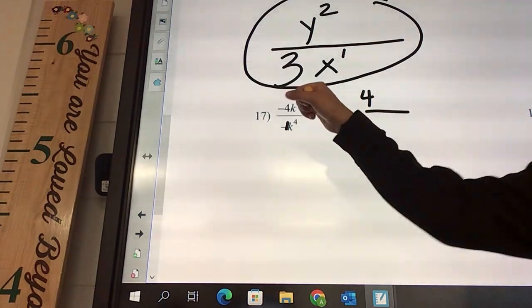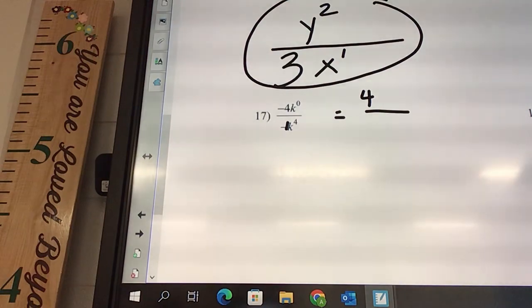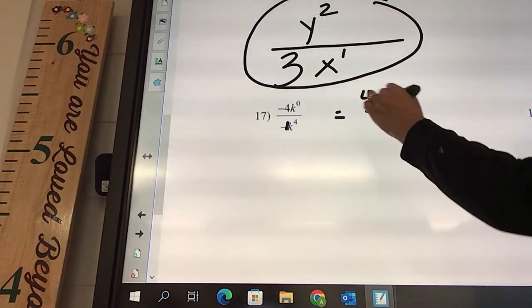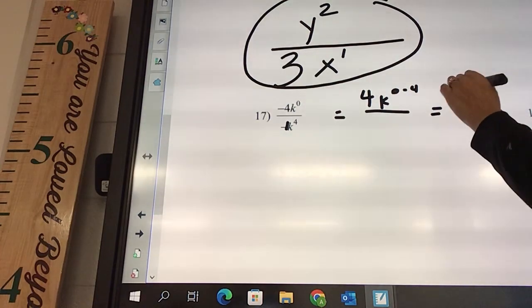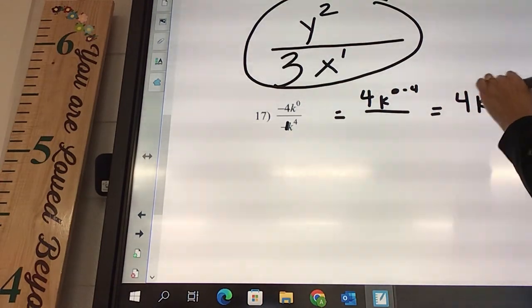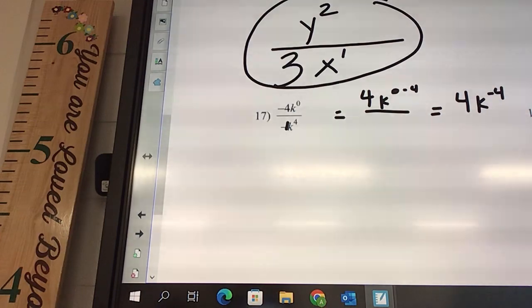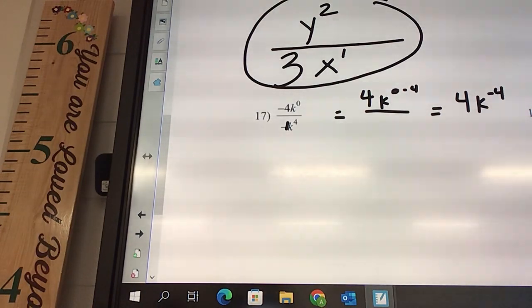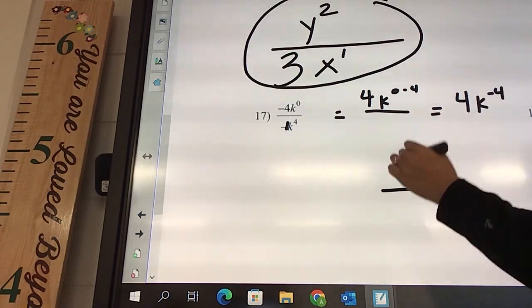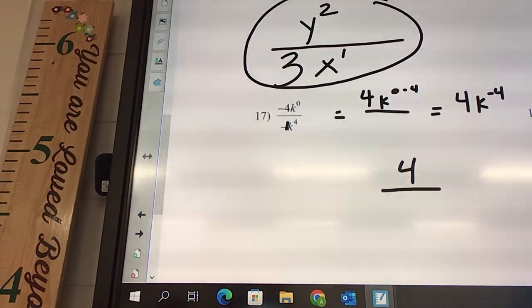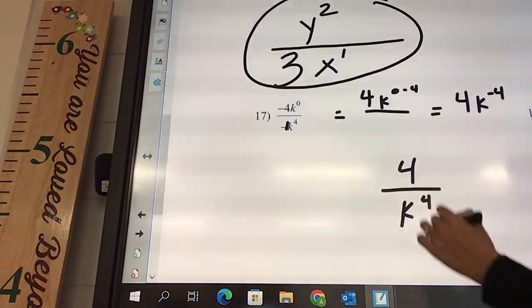And then we say k to the 0 minus 4. What is that? Negative 4. So we get 4k to the negative 4. What needs moved? Okay, well, where does the 4 go? Top. Top, k to the negative 4 on the bottom, and it becomes a positive.